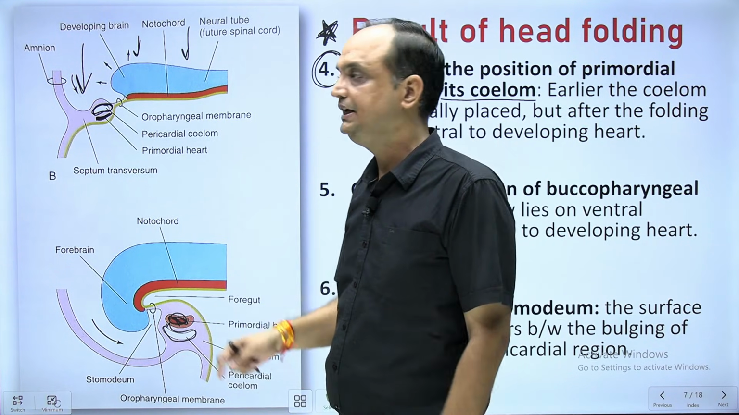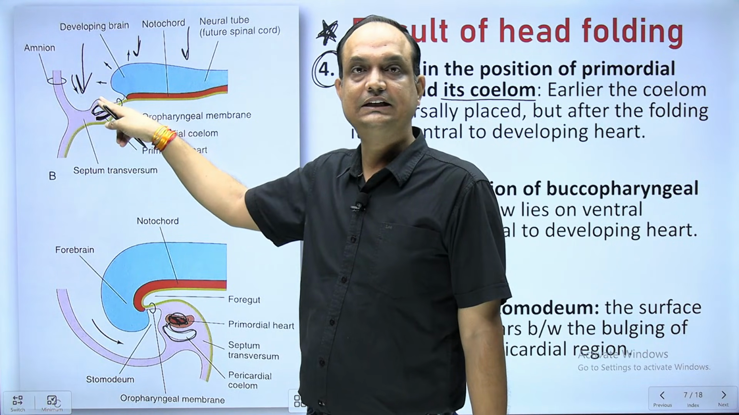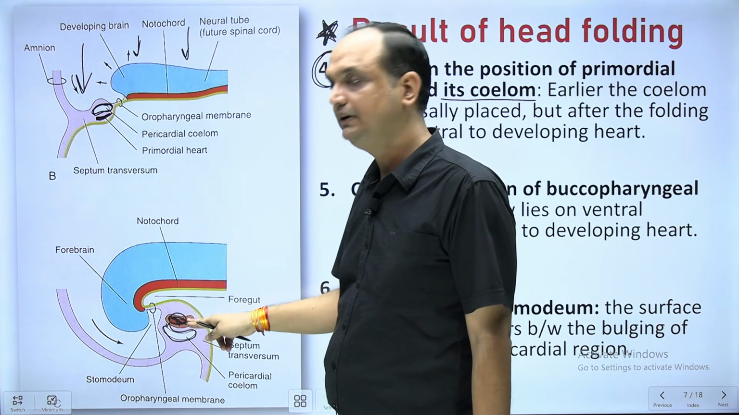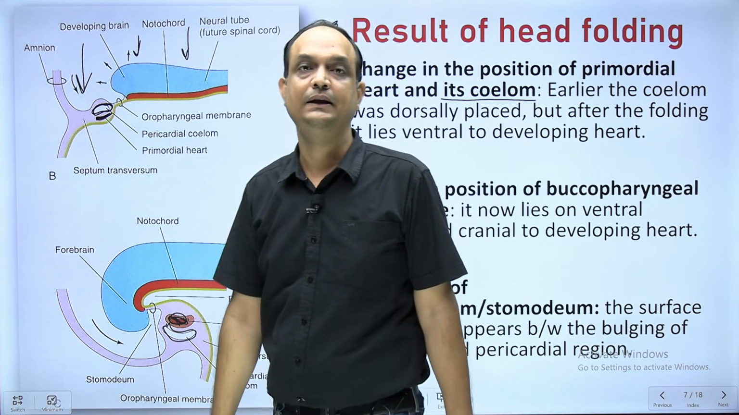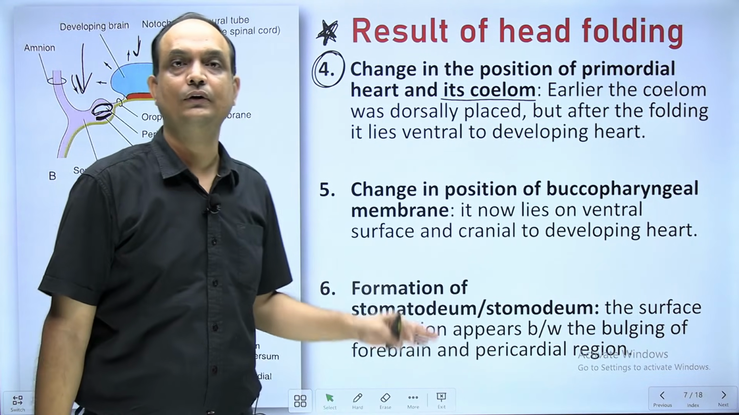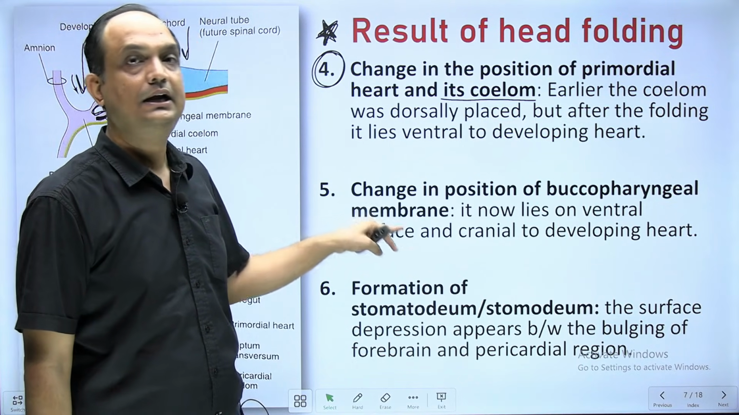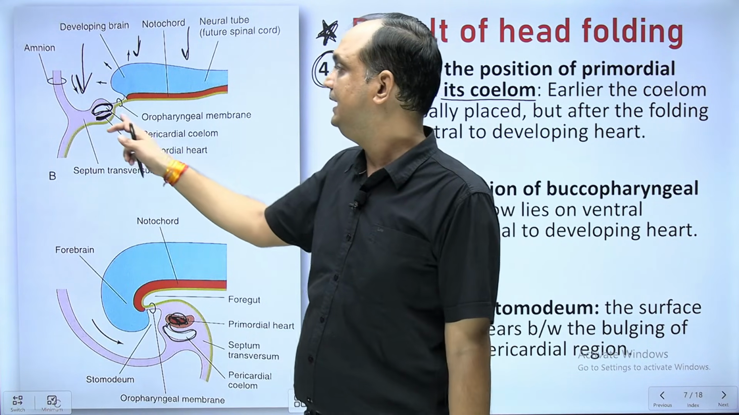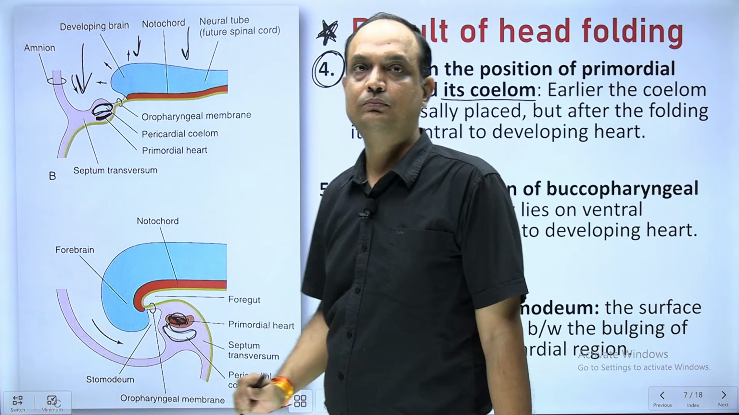So, what change is taking place? Initially the coelom is on the dorsal side, but later on after the folding, the coelom shifts to the ventral side of the developing heart tube. Then there is a change in the position of the oropharyngeal or buccopharyngeal membrane, which I just explained to you. It is now not present behind the heart tube, now it comes before the heart tube.